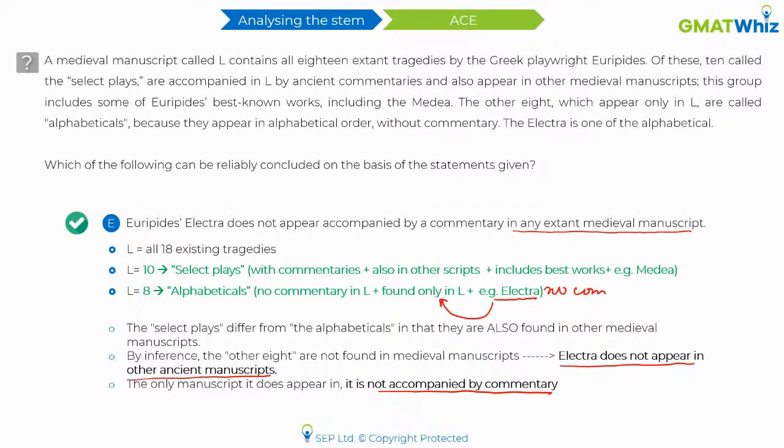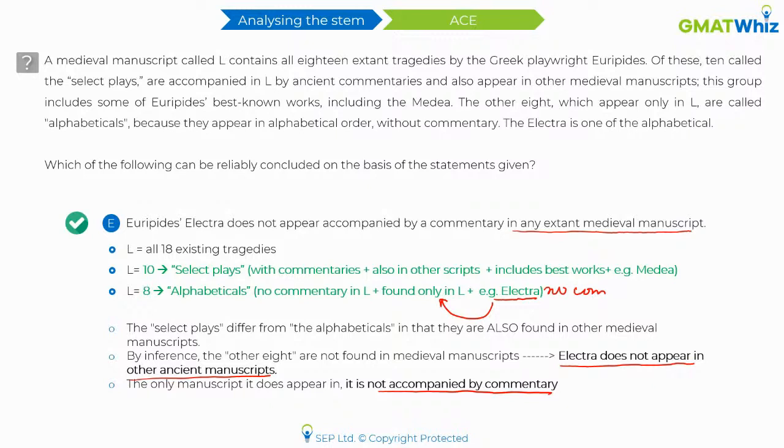It's given to us very clearly that Electra appears only in L and not in any other medieval manuscript. We are also given that in L, Electra doesn't have a commentary. So Electra plus commentary definitely cannot appear elsewhere. We can only have the commentary of Electra in some other manuscript. That is a possibility. So coming back to this, the way to read a sentence is very important. If you just read one long 40-word sentence in one big flow, the precise understanding of the line will never be drawn.